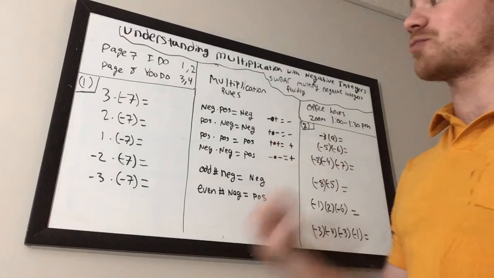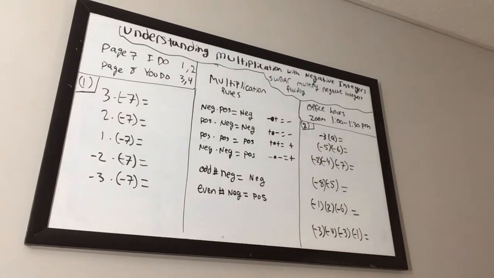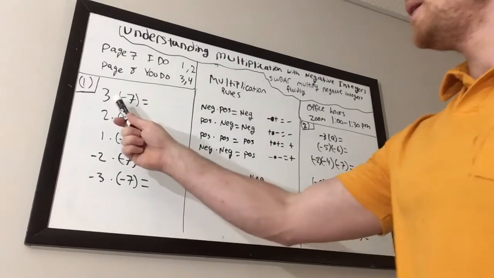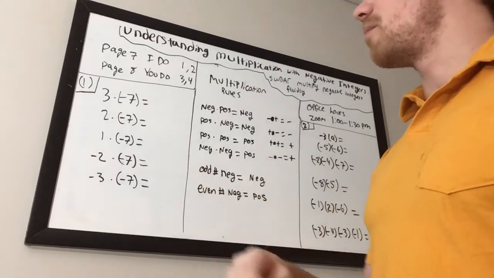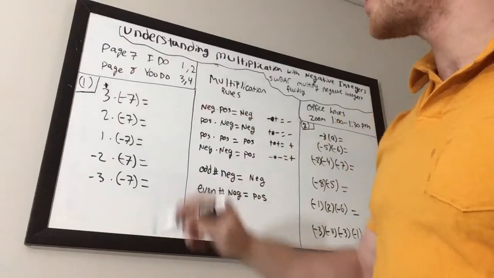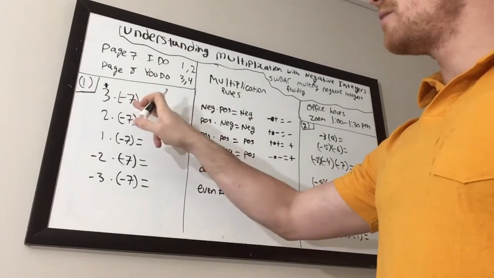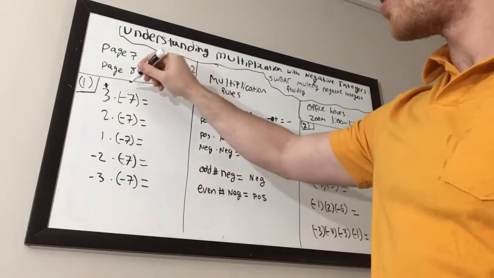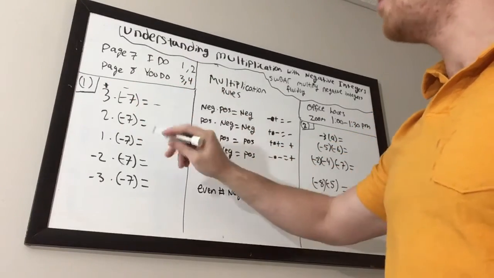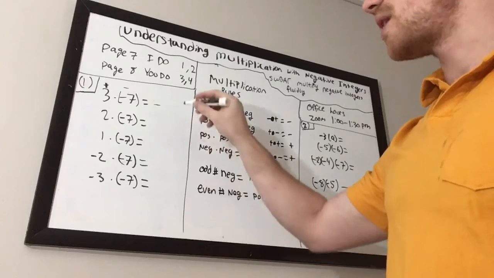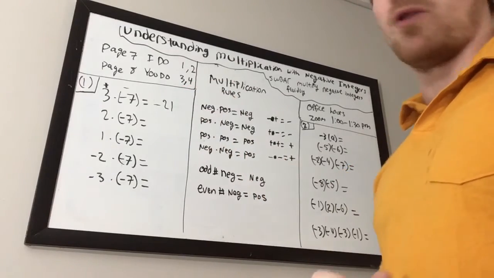So let's go over the first problem first. So do the first one: 3 times negative 7. 3 is a positive number, so I'm going to put a positive on top. And negative 7 is a negative number, so I'm going to put a negative there. A positive times a negative is a negative. Now it's just 3 times 7. 3 times 7 is negative 21.